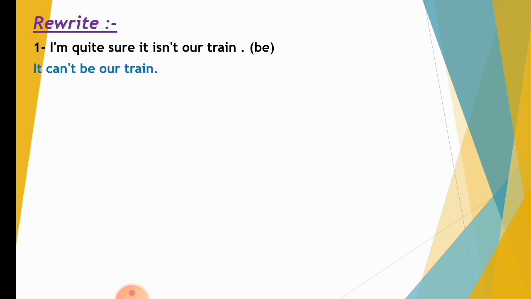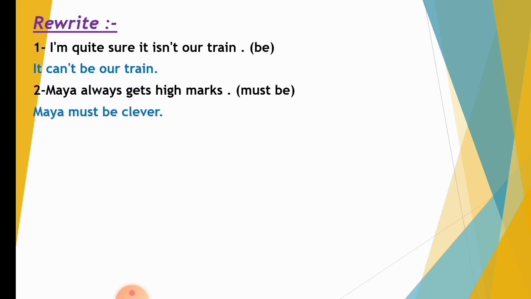Question number 2. Maya always gets high marks. I asked you to use must be. So the answer is: Maya must be clever. Another girl can say Maya must be intelligent. Both are correct.